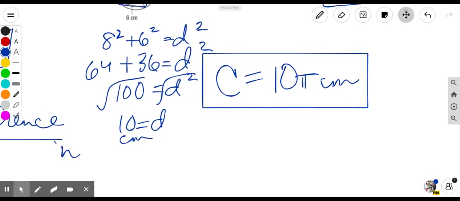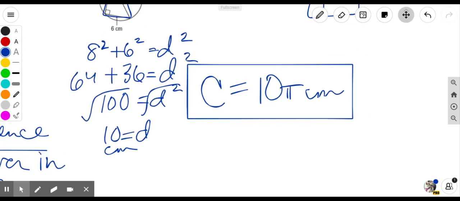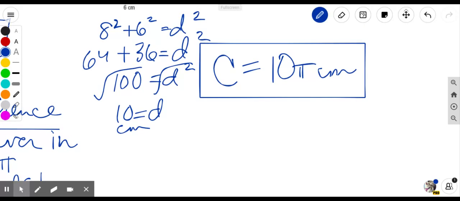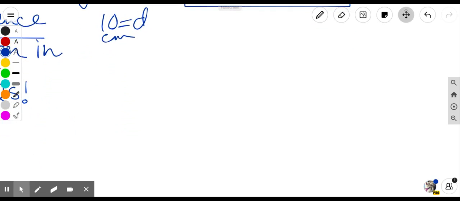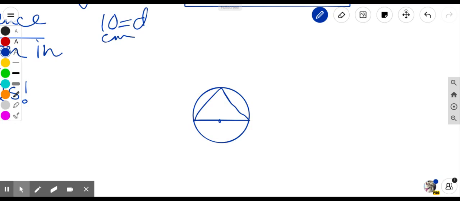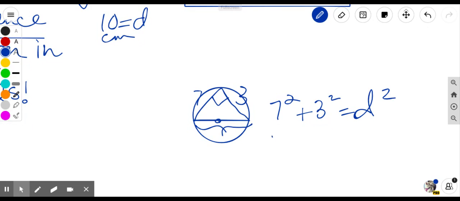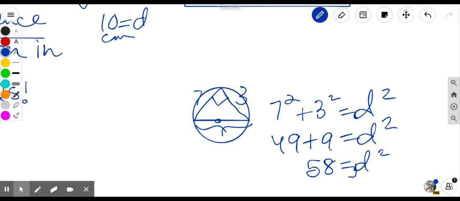So actually, let me just add in a little example here. Let's say that your diameter, let's say you did Pythagorean theorem. Let me just make something up. So let's say you have a circle and let's pretend that's in the middle. We have a right triangle. And let's say it was like 3 and 7. I'm just making this up. So you'd have 7 squared plus 3 squared equals d squared. So that'd be 49 plus 9 equals d squared. 49 plus 9 is 58.